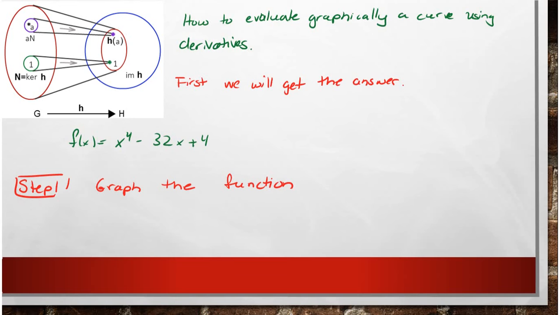But we have the tools. So we're going to go backwards. We're going to draw the graph and look at the graph first, get all the answers, and then go through the analysis and see how they match up. Okay? So the first step is, if you were asked to graph x to the fourth minus 32x plus 4, what would you do? If I said right now, graph this, what would you do?